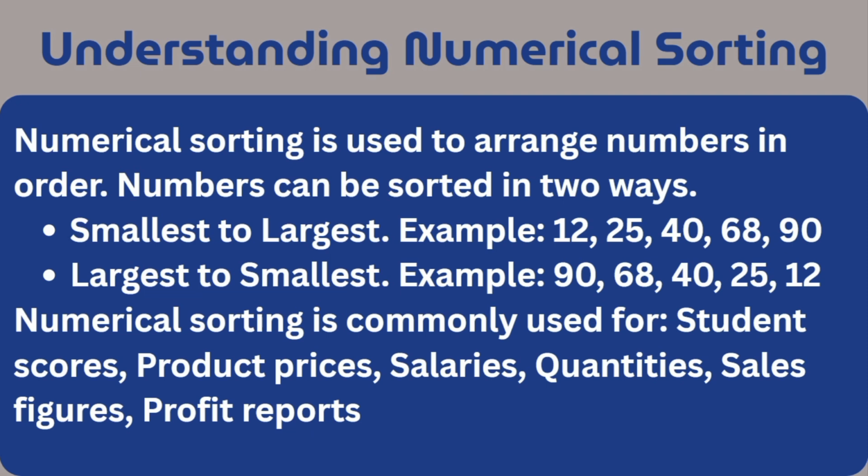Now let's look at numerical sorting. When we talk about numerical sorting, this is related to numbers, such as student scores, product prices, salaries, quantities, sales figures, profit reports, and so on and so forth. And it's of two types. We have the smallest to largest and the largest to smallest.